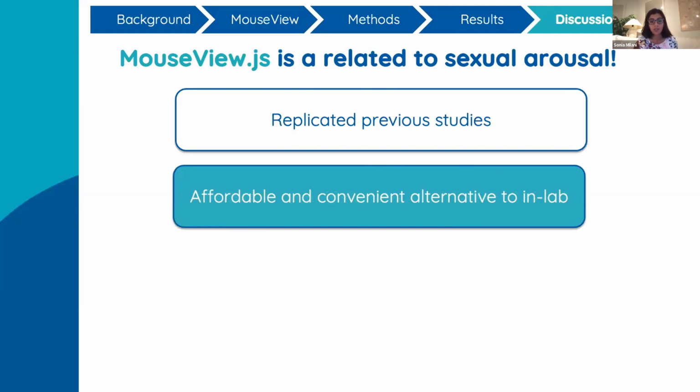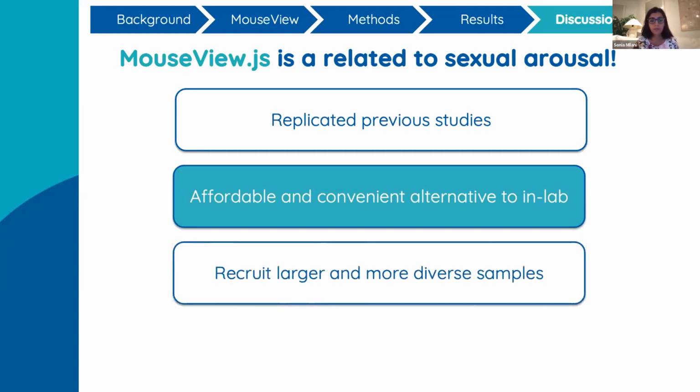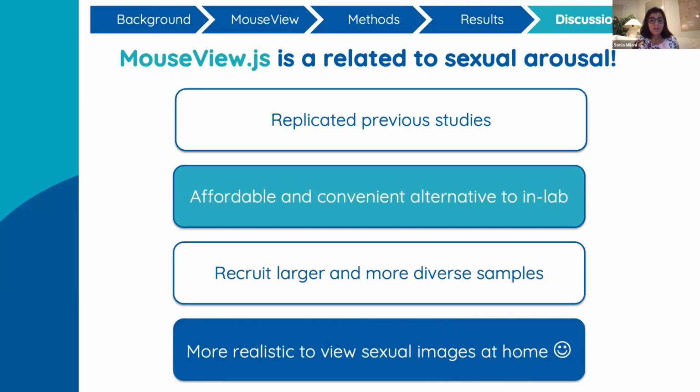In terms of implications, online experimental methods applied to the study of sex, and obviously research more broadly, offer an affordable and convenient alternative to in-lab experiments. They increase our ability to recruit larger and more diverse samples. And this is particularly important in sex research because we really want to tap into populations with different sexual orientations and gender diverse populations as well. Additional benefits include levels of realism. It'll hopefully be more comfortable and realistic for participants to be viewing sexual stimuli in the comfort of their own home rather than in a laboratory setting.